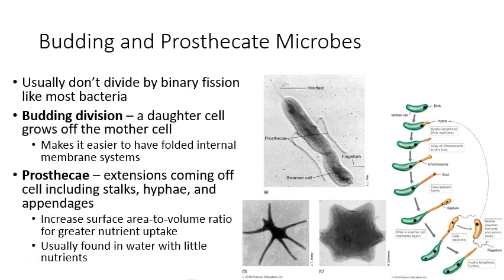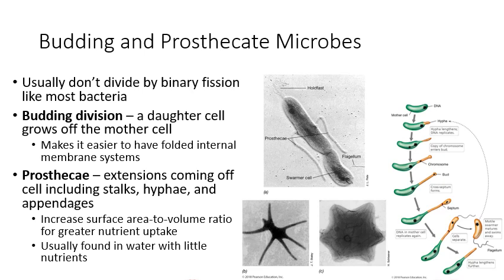So there's a number of different bacteria that use budding division. Usually bacteria that have those complicated internal membrane systems will be using budding division, because it makes it a lot easier to build those systems. It's hard to divide by binary fission without disrupting your complicated systems of internal membrane folds.